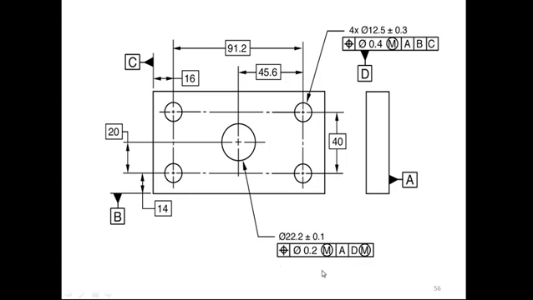Then if you want to define the position, here the position of this is 0.2. The center of this circle must be within 0.2 with respect to A and D, with respect to this circle and with respect to this surface. So we have defined this hole, or this circle.